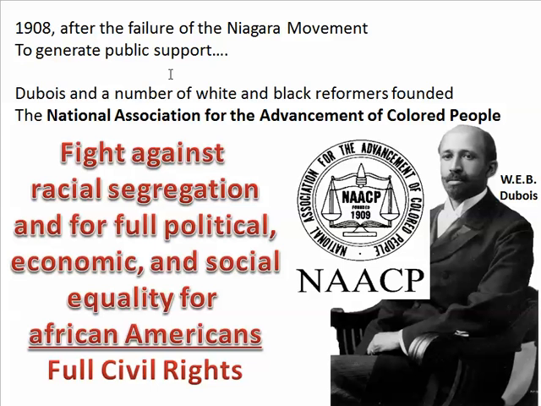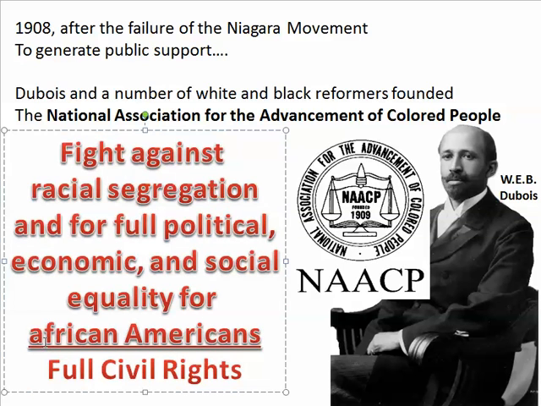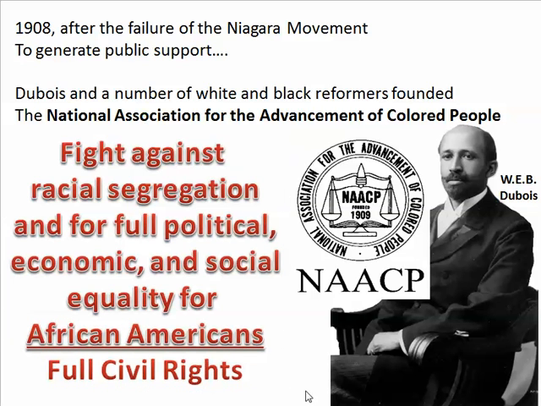And the NAACP, as it became known, its main goal was to fight against racial segregation or Jim Crow laws, and fight for full political, economic, and social equality for African Americans. In other words, full civil rights for African Americans. Not accommodationist, but 100% equal rights for African Americans in the United States.